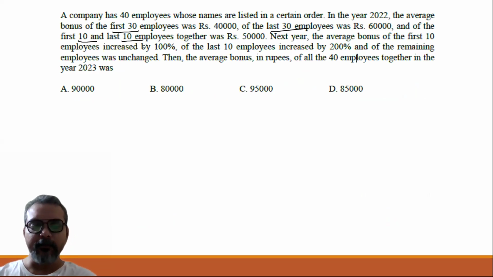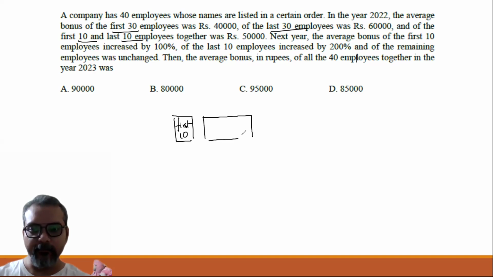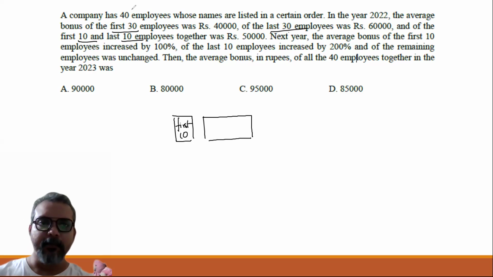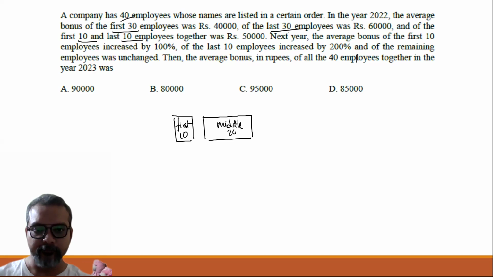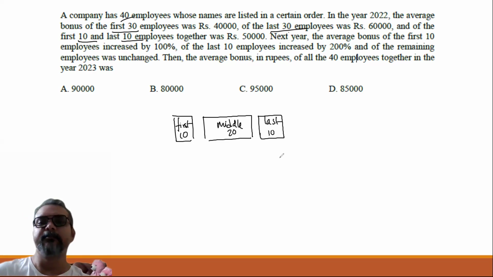So what we can do is, say we have the first 10, then we have the next 20, because there's a clear overlap of 20, right? 30 employees, 30 employees, so the total is 60, but we have only 40. That means there's an overlap of 20 employees here, so the middle 20, and here you have the last 10. That makes up your 40 employees.